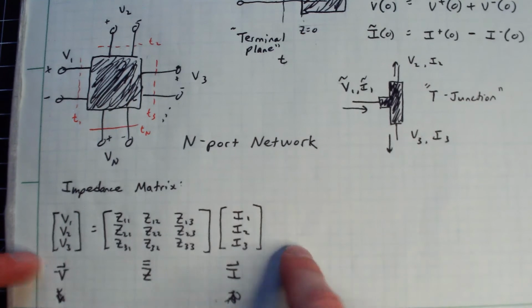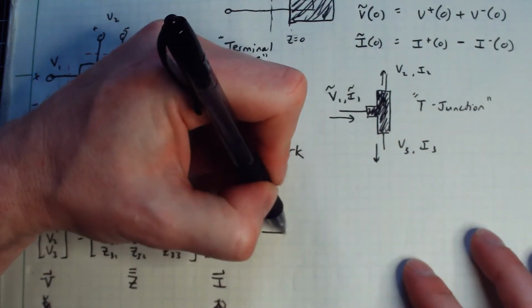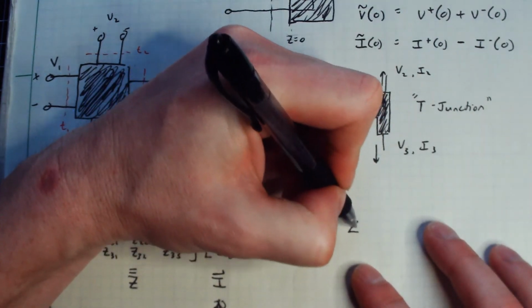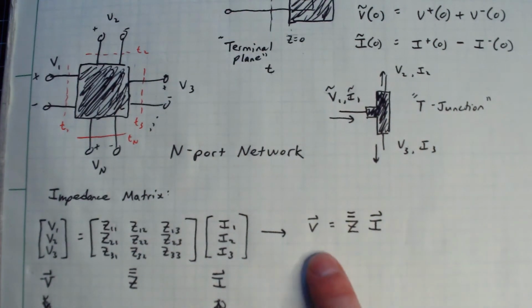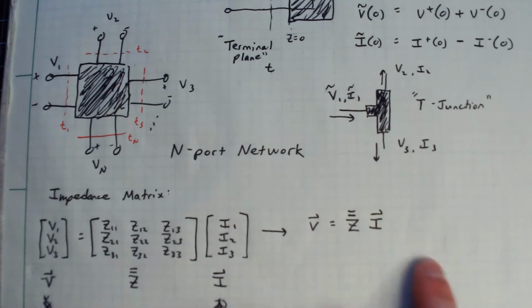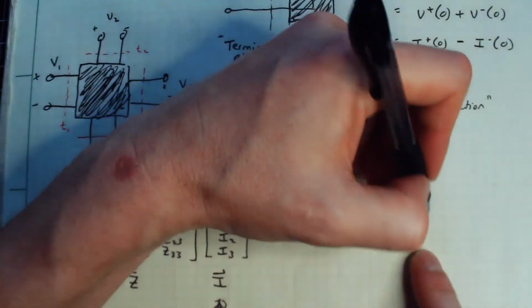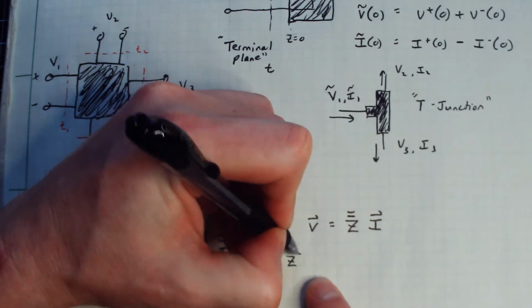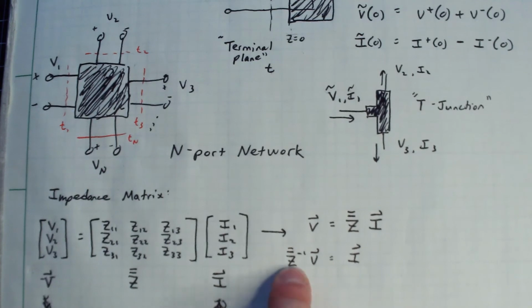So rather than write out this big giant matrix vector thing, I'm just going to write this as the following. I'm going to say the vector V is equal to Z times I, like that. So this is a matrix vector equation designed to encapsulate all of this information. So, well, how is that interesting? Well, what I can do is invert this matrix. So I could say Z inverse times V is equal to I. And this thing here also has a name.